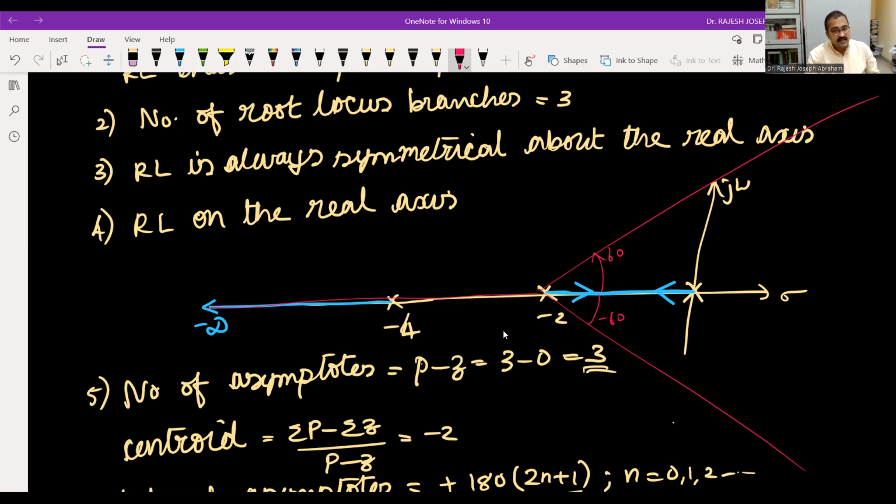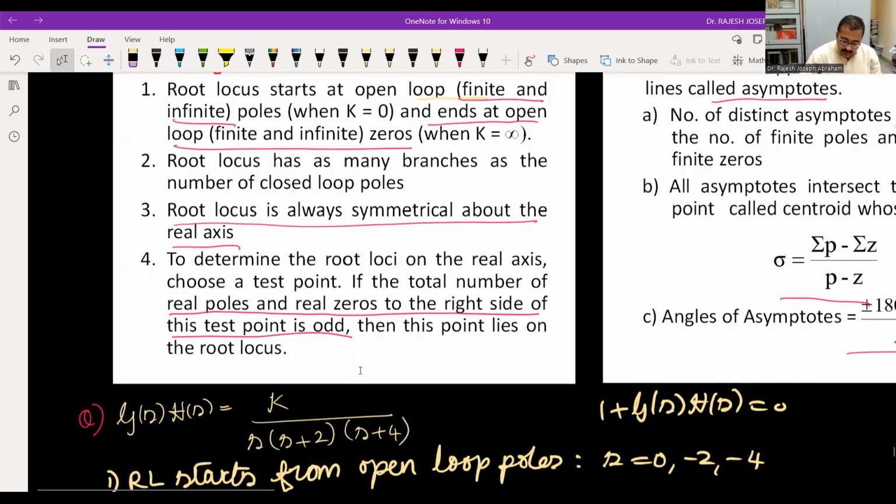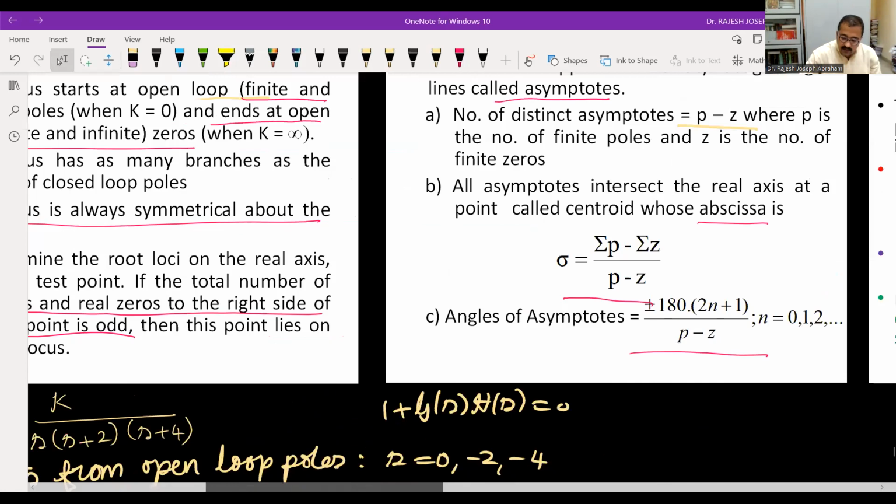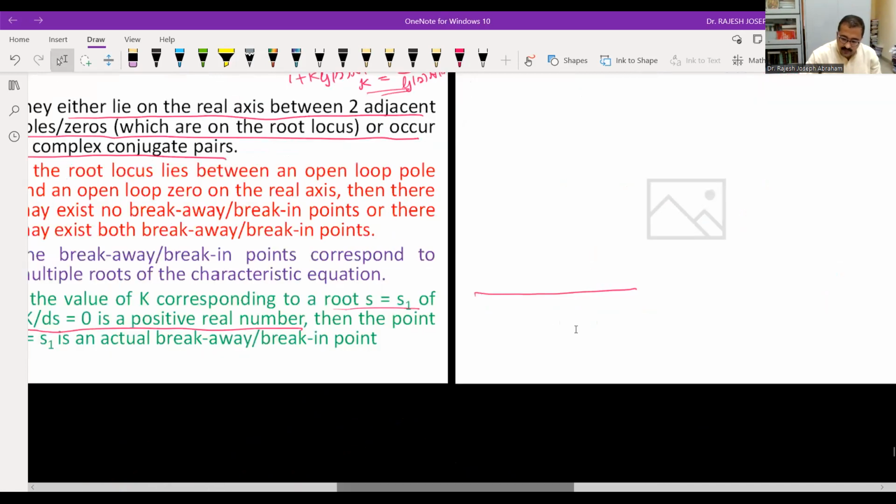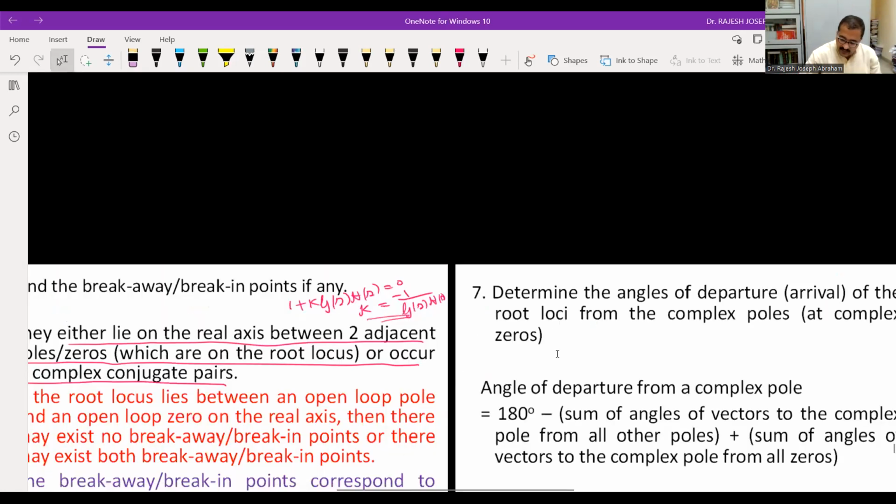What is the significance of the imaginary axis? It is a stability boundary. The j omega axis is the stability margin. So now we need to see at what frequency and at what gain k the root locus will cut the imaginary axis. How to do that? We had already seen that we have to substitute s equal to j omega in the characteristic equation.